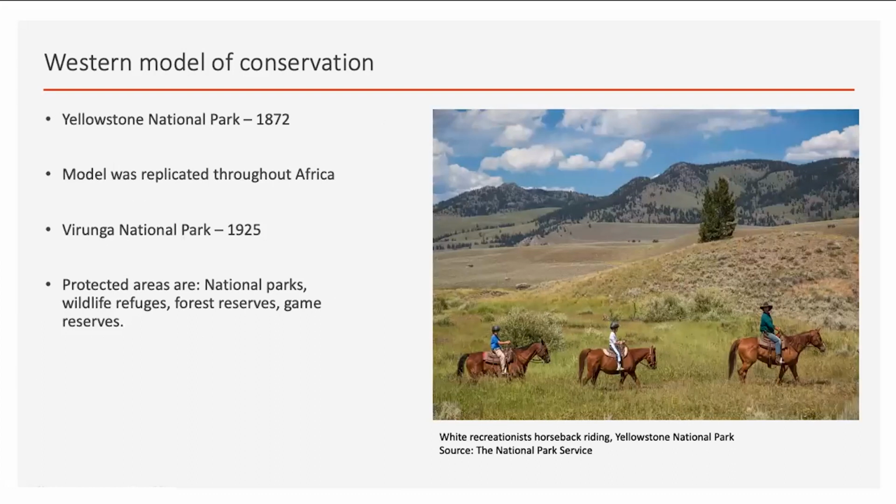And so the Western model of conservation started in 1872 with Yellowstone National Park, a model that also dispossessed indigenous communities, right? Indigenous people. And this same model was replicated throughout Africa with the first national park, which was Virunga National Park in 1925, and it was very much part of the colonial process.